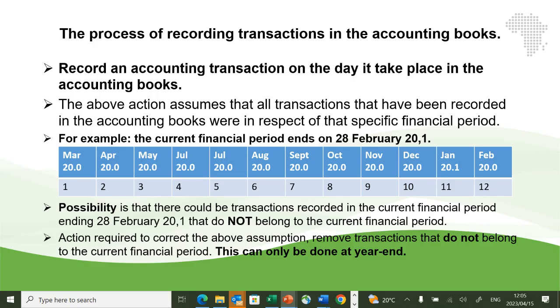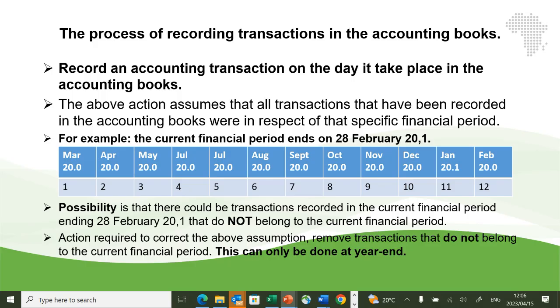So if the business decides to make a payment to a particular supplier on that day, we have to record it in the accounting books. But you can see already that by applying the principle of saying we record accounting transactions on the day they take place, it's already assuming that, so what you can assume right now is that when you make a payment, so there is cash leaving the business, you want to record that particular transaction.